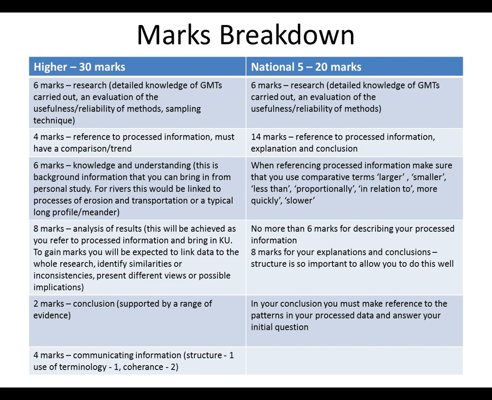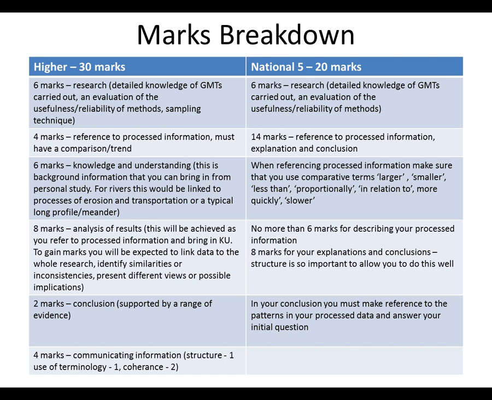So there basically is the breakdown of the marks. Your 30 marks worth: 6 of your 30 marks are your GMTs. Alright? And that's why we limit ourselves to 2 GMTs. You're only getting 6 marks worth, so we don't want to waste any time in your assignment writing extra GMTs if you don't have to. And for National 5, your research methods are worth 6 as well. Alright?